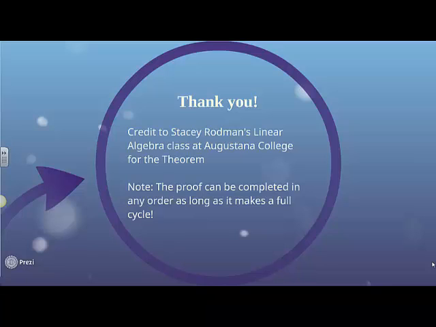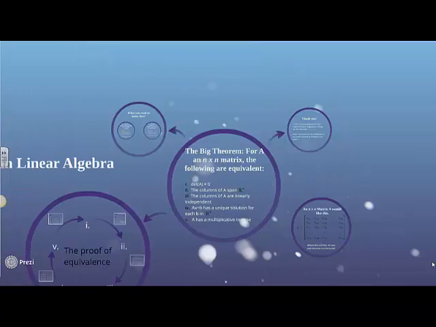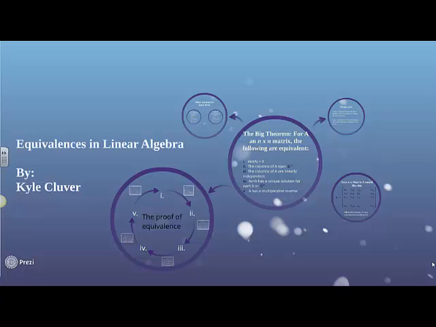A special note, like I said earlier in the proof, is that this proof can be really completed in any order, as long as you make a full cycle. So in the cases I did 1, 2, 3, 4, 5, back to 1. If you wanted to, you could have skipped around. You could have started at 5 and gone backwards. It does not really matter, but as long as you get back to where you started, then you're good to go. So there you have it. The equivalences in linear algebra dealing with a matrix.